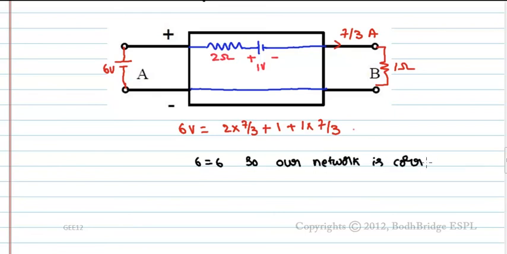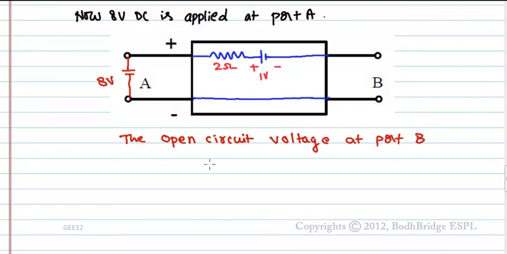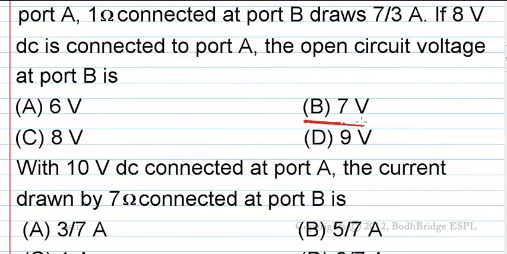Now 8 volts DC is applied at port A. The open circuit voltage at port B, from this loop, is 7 volts. So the answer is option B, 7 volts.